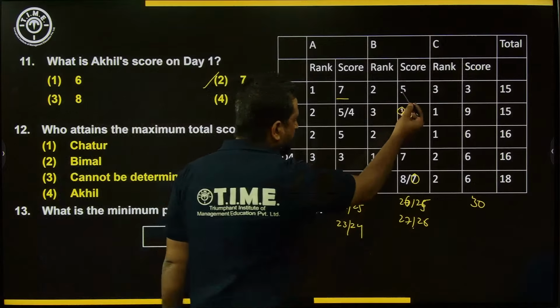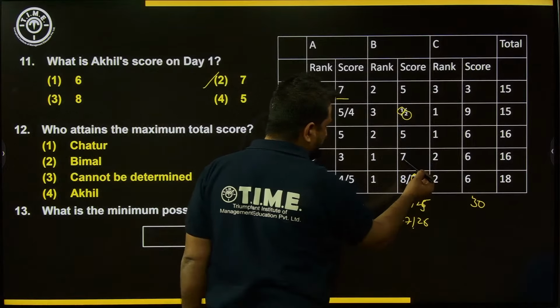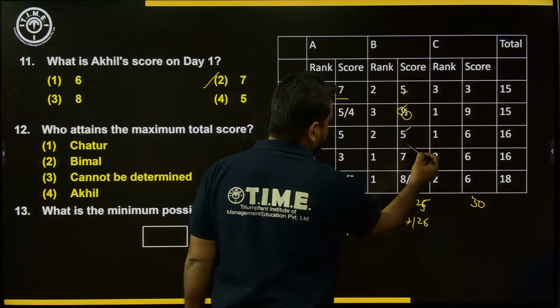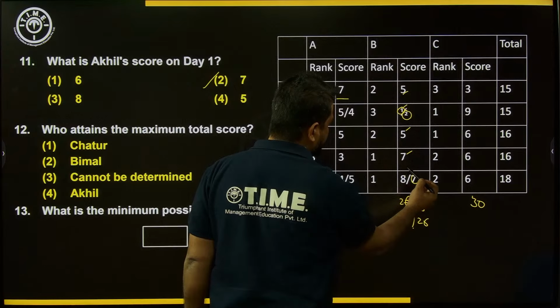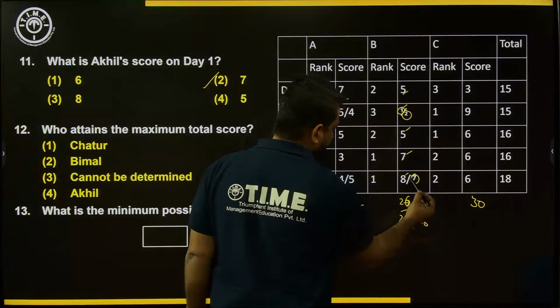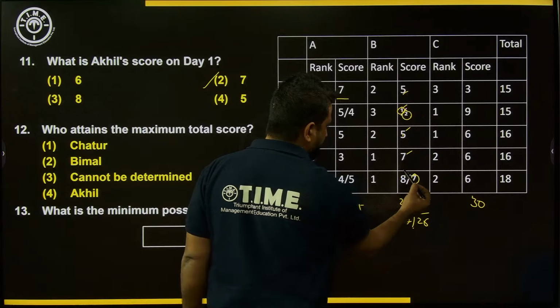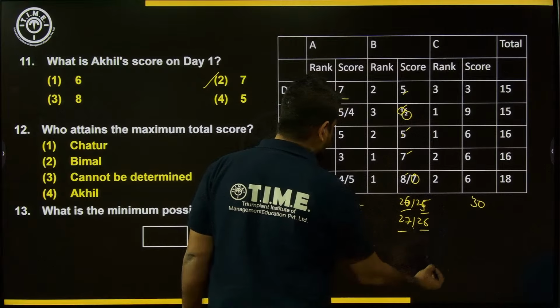Let me check again. 5 and 6 plus 5, 11 plus 7, 18 plus 7, 25. 5, 6 plus 5, 11 plus 7, 18 plus 8, 26. If it is 26, this will be 25. 5 to 7 plus 5, 12, 7, 19, 8, 27. And this will be 26 only.